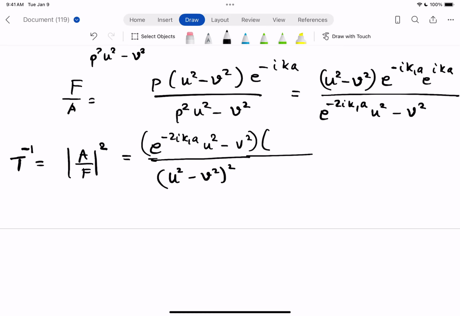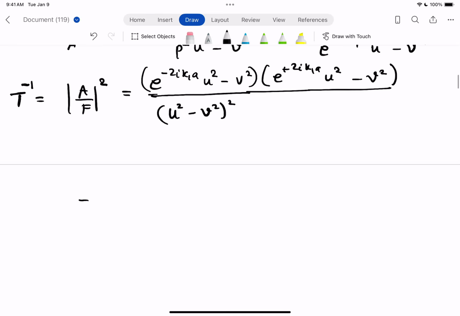That's the denominator, and the denominator is upstairs because we've flipped them. And then we have to do the complex conjugate of that. So e to the power of plus 2i k1a, u square minus v squared. u and v are real numbers, so we don't need to do anything with those. Okay, let's just simplify the numerator.